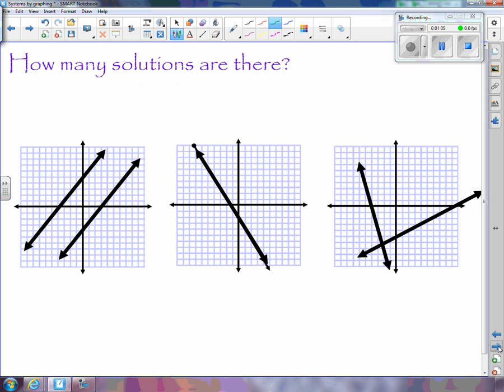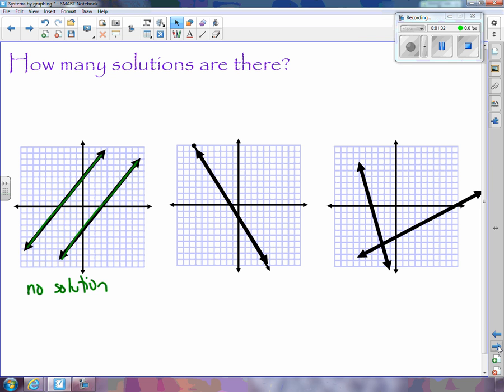So here is a graph of each of the three scenarios. The first scenario has parallel lines. Parallel lines don't intersect. Therefore, there is no solution to this system. Remember that a solution to a system is the point where the two lines intersect. Because there's no intersection point, there's no solution.